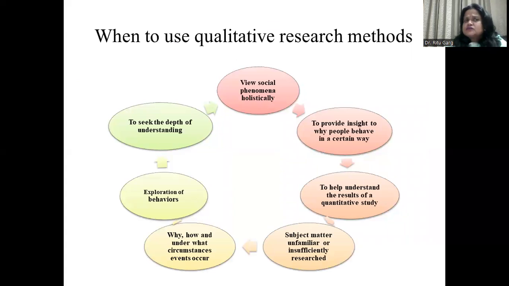So when can we use qualitative research methods? Qualitative research can be used to view social phenomena holistically, and it also provides insight into why people behave in a certain way. It also helps to understand the result of a quantitative study, and it is used when the subject matter is unfamiliar or insufficiently researched. It also tells us why, how, and under what circumstances events occur, helps in exploring the behavior of participants, and helps us seek depth of understanding.